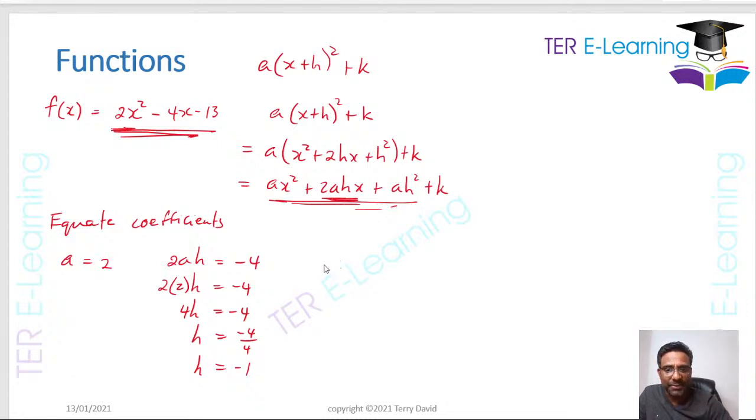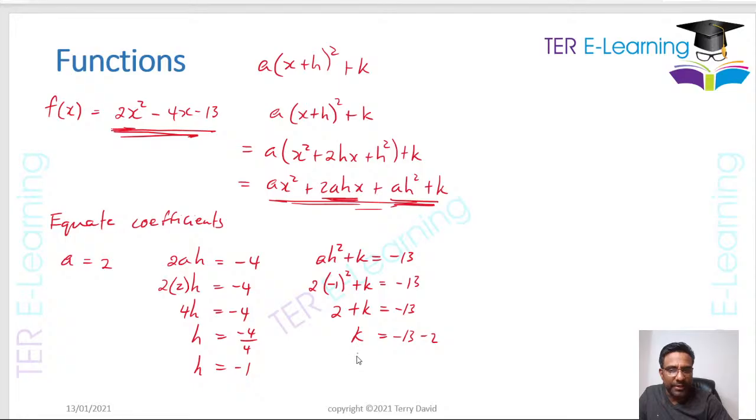Next thing we need to do, we need to figure out k. The only thing left now is ah squared plus k, and you're going to put that equal to minus 13. So ah squared plus k is equal to minus 13. So we know what a is. a was 2, multiplied by h squared, which is minus 1 squared, plus k is equal to minus 13. So minus 1 squared is 1, 1 by 2 is 2. So 2 plus k is equal to minus 13. So k is equal to minus 13 minus 2, and therefore k is equal to minus 15.